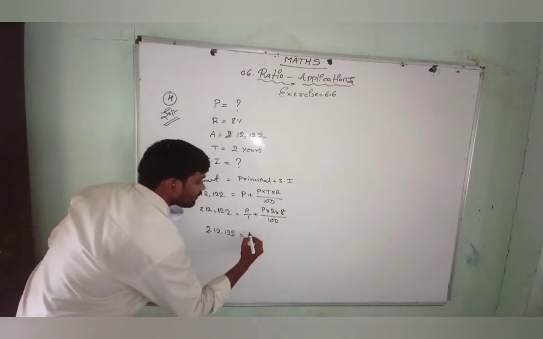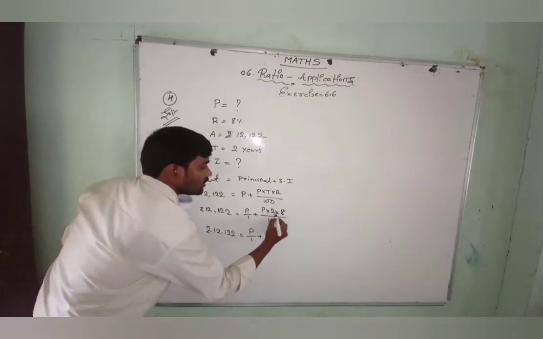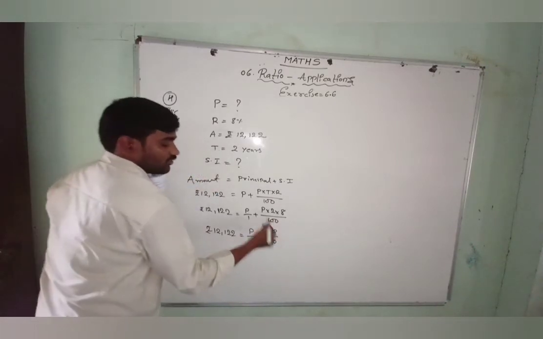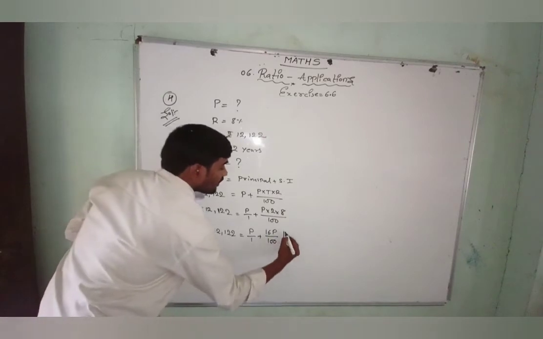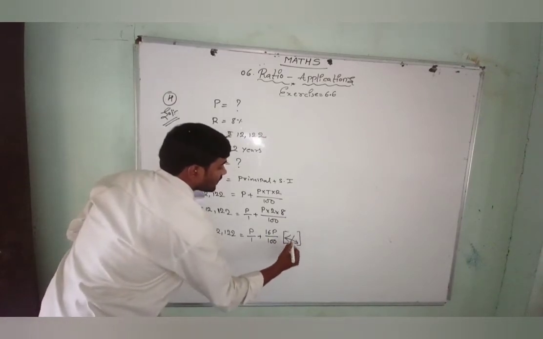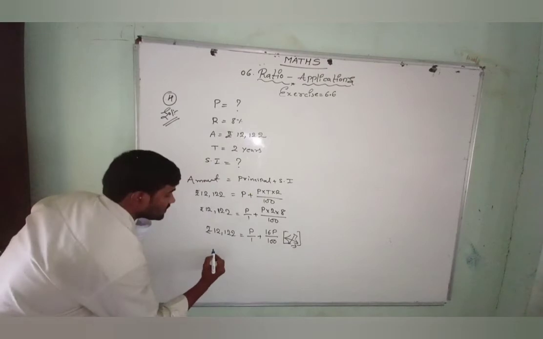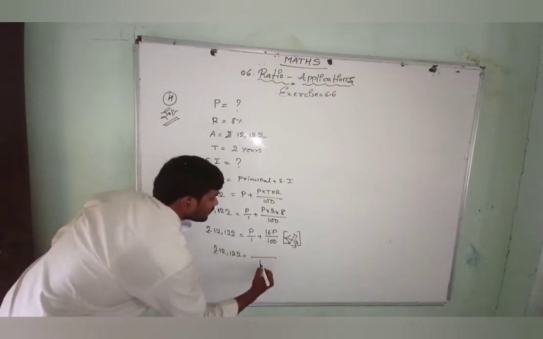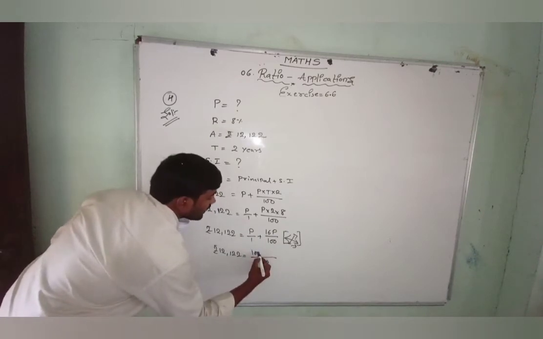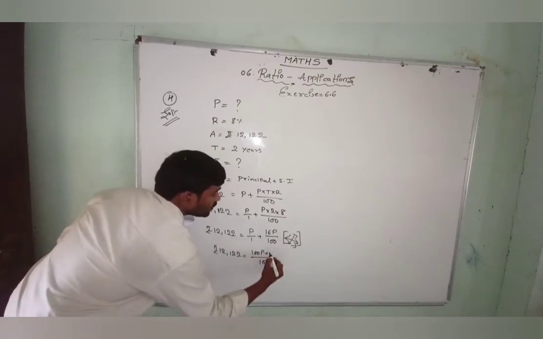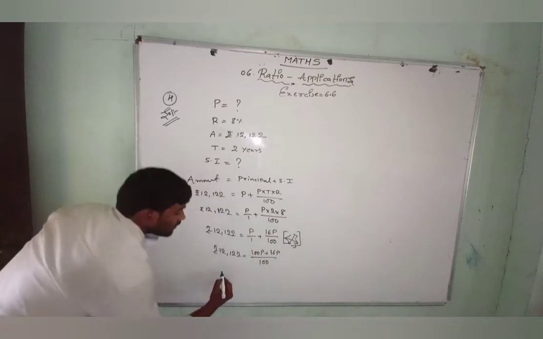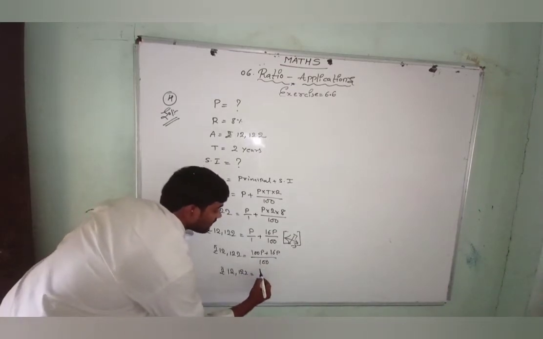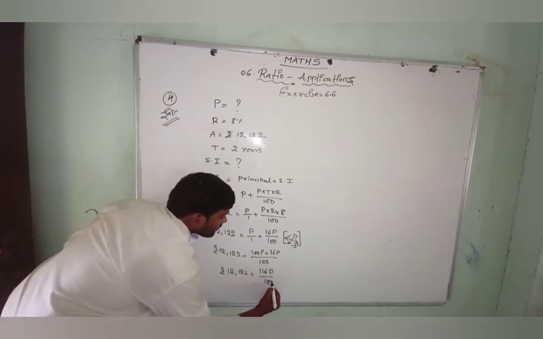12,122 equals P times (1 plus 2 8 is 16) into P, 16P by 100. Now here we do the cross multiplication. 12,122 equals 1 into 100, 100P, plus 1 into 16P, that is 16P. So rupees 12,122 equals (100 plus 16) 116P by 100.